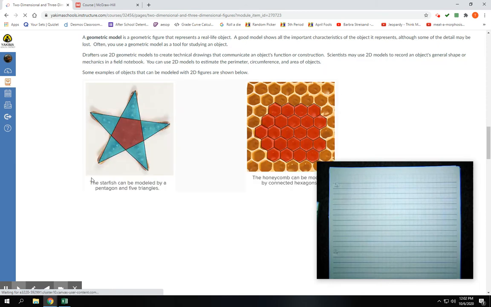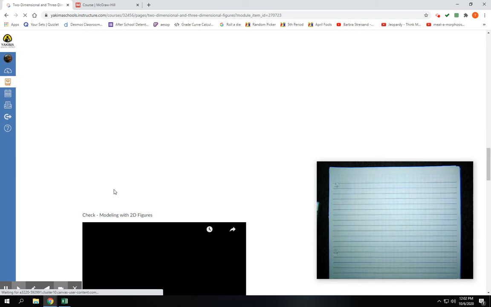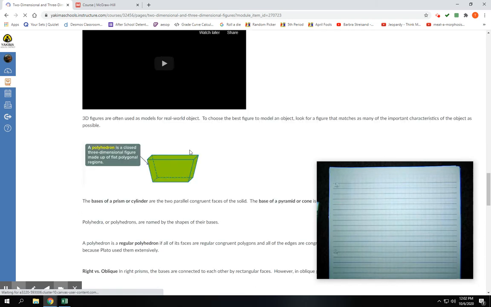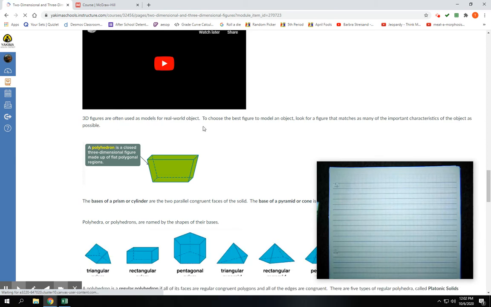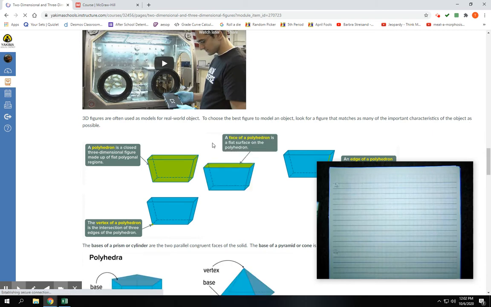Okay, there's a video on the lesson for you guys that talks about 3D printing. So make sure you take the time to get that checked out. 3D figures are often used as models for real-world objects. To choose the best figure to model an object, look for a figure that matches as many of the important characteristics of the object as possible.